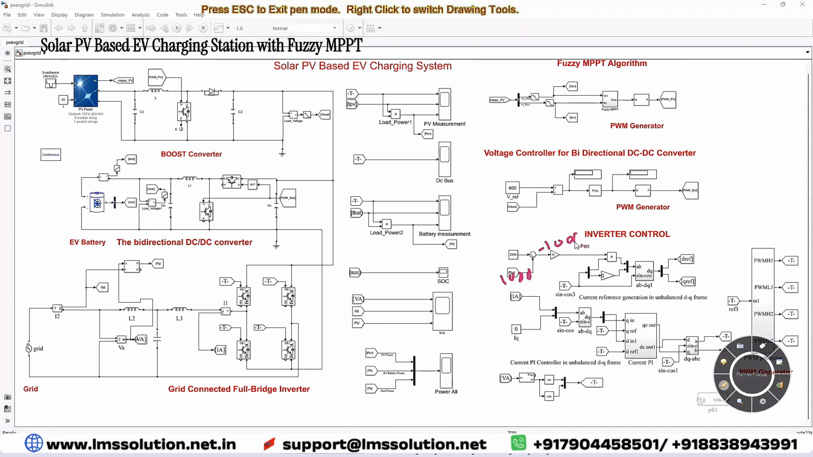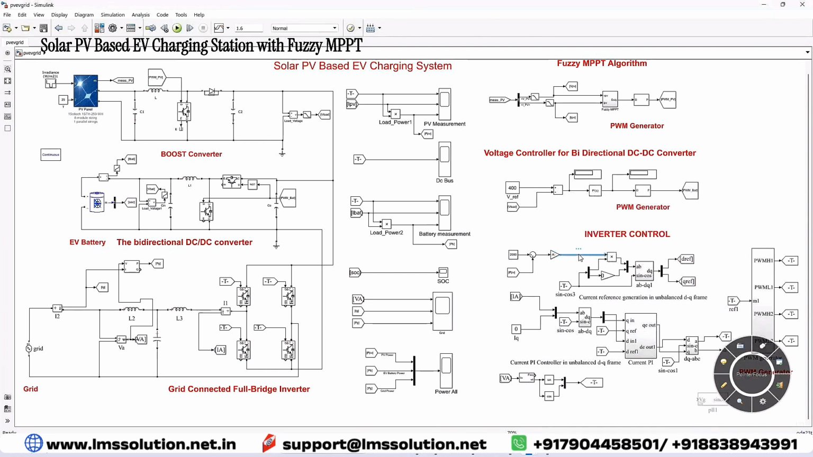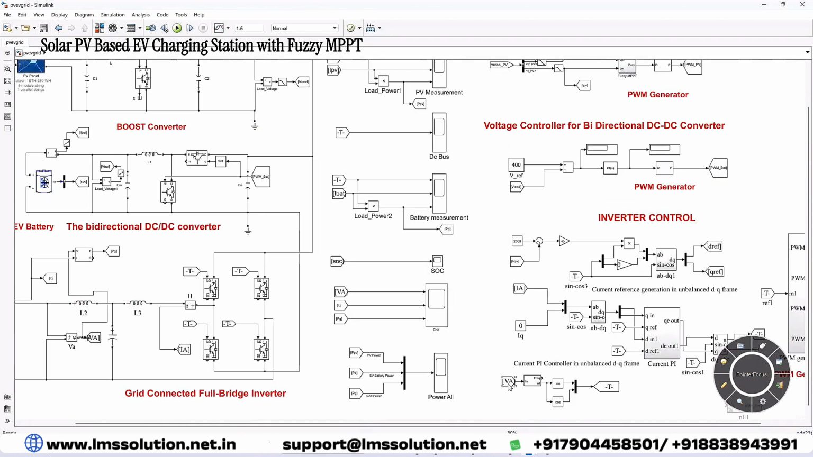Here we are generating the reference current for the remaining power. For minus 1000, you have to divide with the peak value, that means divide with the peak voltage. Then here you will get the peak current for that inverter current. Here you will get a reference current in the peak amplitude, and the grid voltage will be converted into sine wave by means of PLL.